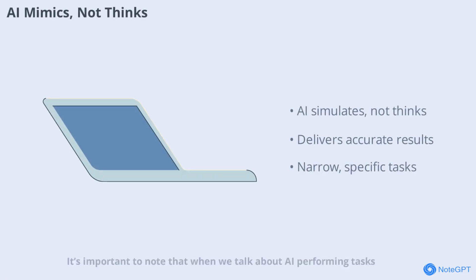It's important to note that when we talk about AI performing tasks, we're not saying it truly understands or thinks like a human. Instead, AI can simulate the outcomes of human understanding with impressive accuracy. Sometimes it even outperforms us in specific narrow tasks. Think of AI as a master mimic, able to deliver results that seem intelligent but without genuine comprehension.